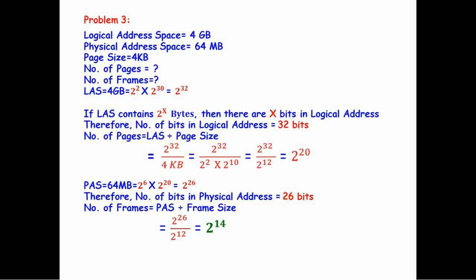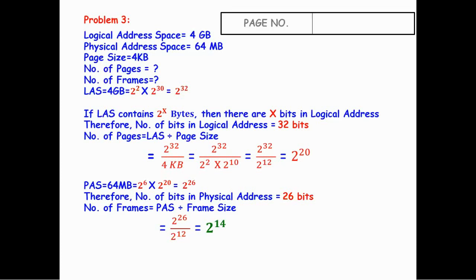Suppose we are asked to find the number of bits in page number, let us see how to calculate. We know that the virtual address space is divided into two parts, page number and page offset. Page offset is also called as page size. We need to find the number of bits in page number. See, this is the logical address. This logical address is represented by using how many bits? 32 bits.